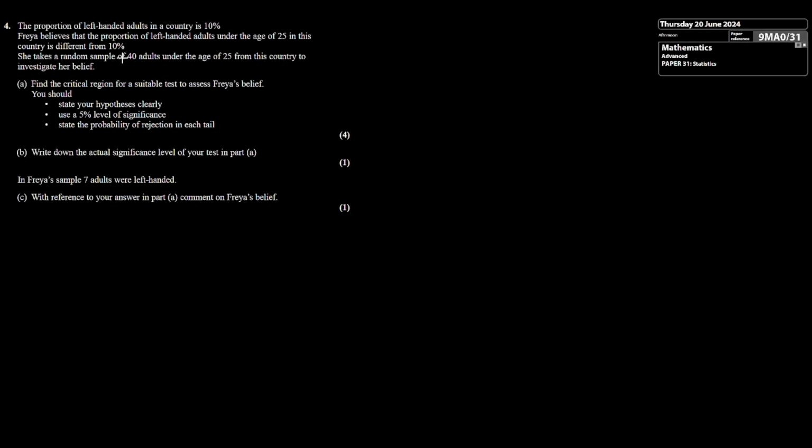So question 4 is a hypothesis test. We've got the proportion of left-handed adults in the country is 10%. So our initial condition is the probability of finding a left-handed person is 0.1. Freya believes that the proportion of left-handed adults under the age of 25 in this country is different from 10%. She takes a random sample of 40 adults in that age group to investigate her belief.